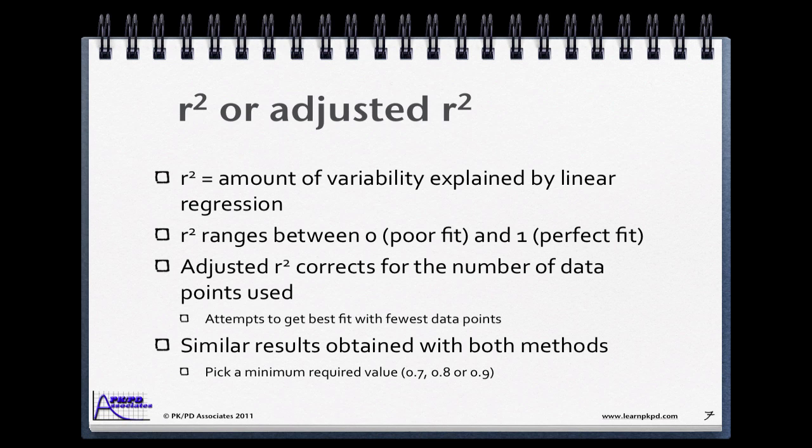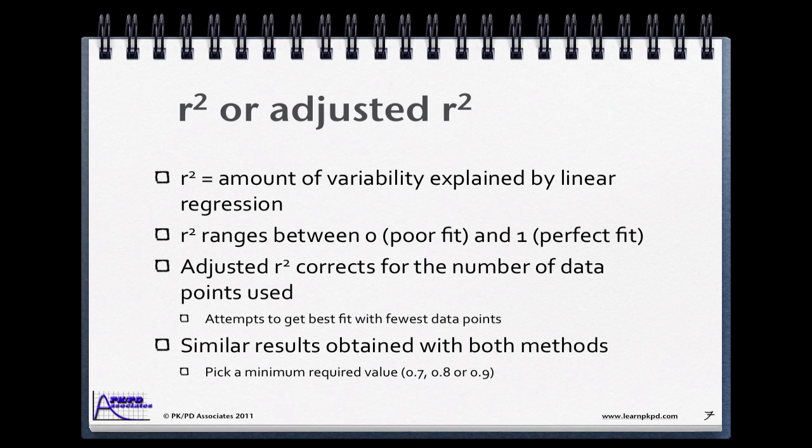R-squared describes the amount of variability explained by the linear regression. A value of 0 indicates a poor fit, or in other words, the time variable cannot predict the concentration using a linear equation. A value of 1 indicates a perfect fit, or by inputting a time value and using the linear equation, we can predict exactly the observed concentration.